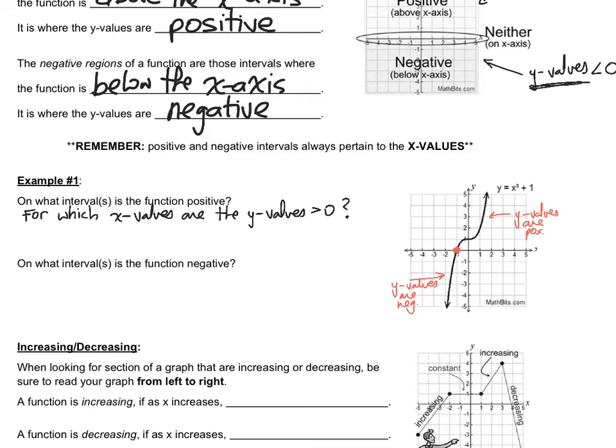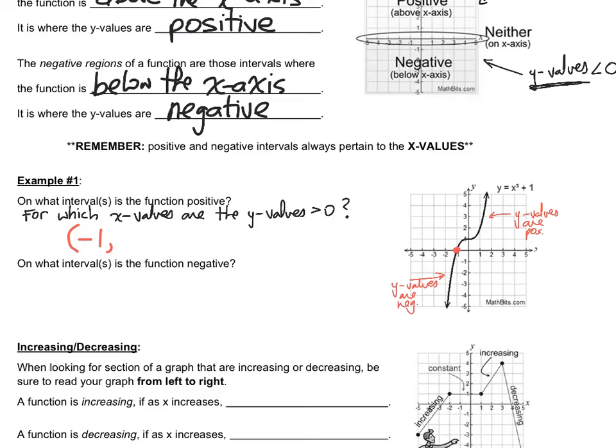0, 1. -1 is the correct starting value. We wouldn't want to include it though because it's not positive at -1, right? Because it's on the x-axis, right? That would make it 0. So I want everything to the right of -1.